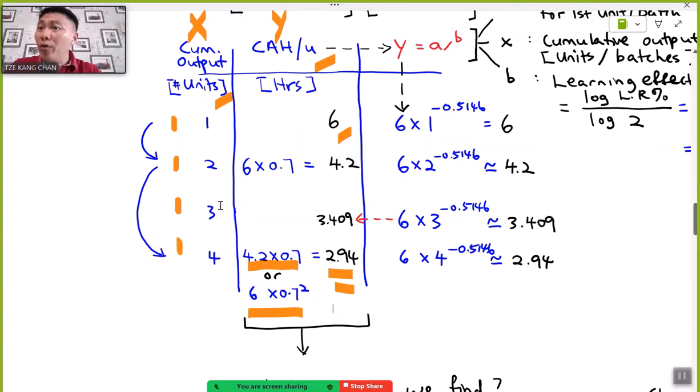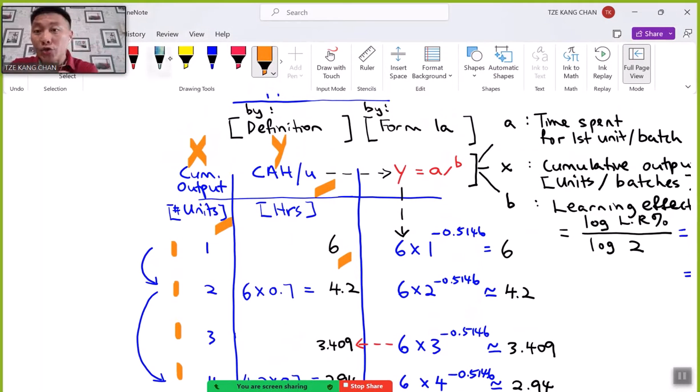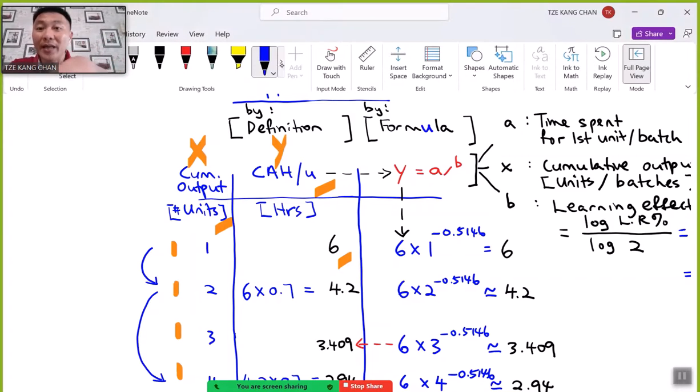How about if the output is not increased by double? Not to worry, because there is another approach that we can use in deriving the reading. That is by formula.